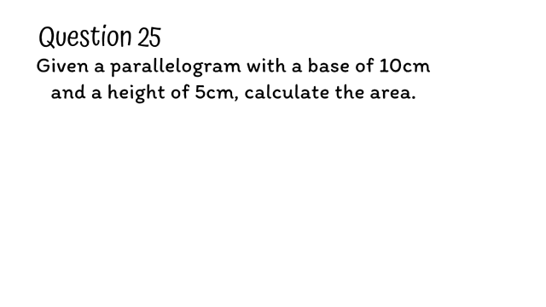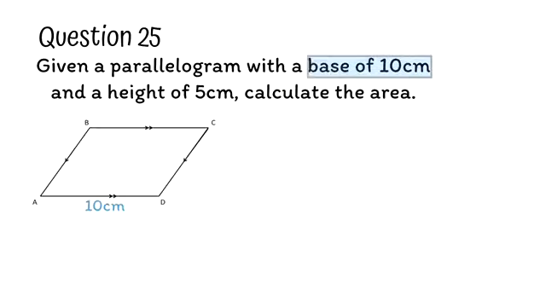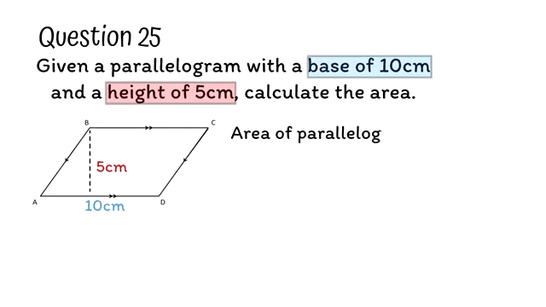Question 25. Given a parallelogram with a base of 10 centimeters and a height of 5 centimeters, calculate the area. First, draw a parallelogram ABCD. We are given that the base is 10 centimeters and the height is 5 centimeters. Area of a parallelogram is base times height. Our base is 10 centimeters and the height is 5 centimeters.